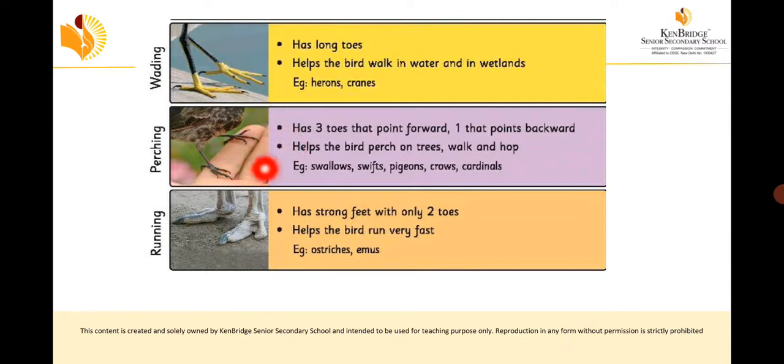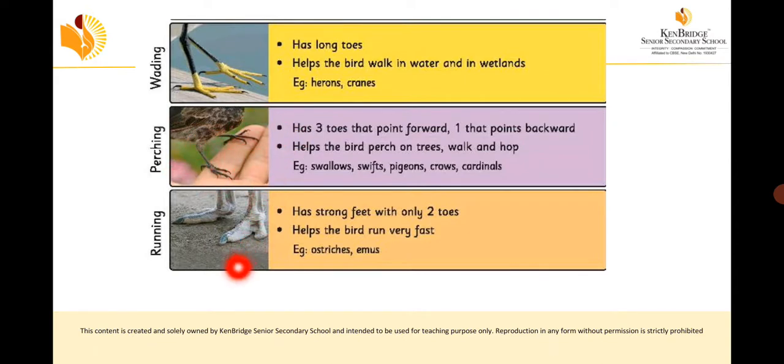This is perching. See how many toes it has. The first one we saw, what was that? Climbing. Climbing means two forward and two backward. But for perching, it has three pointed forward and one at the back. It is used to perch on trees. For sparrows, pigeons, and crows, we have seen crows, no? For those birds, it is toes like this that they use for perching.